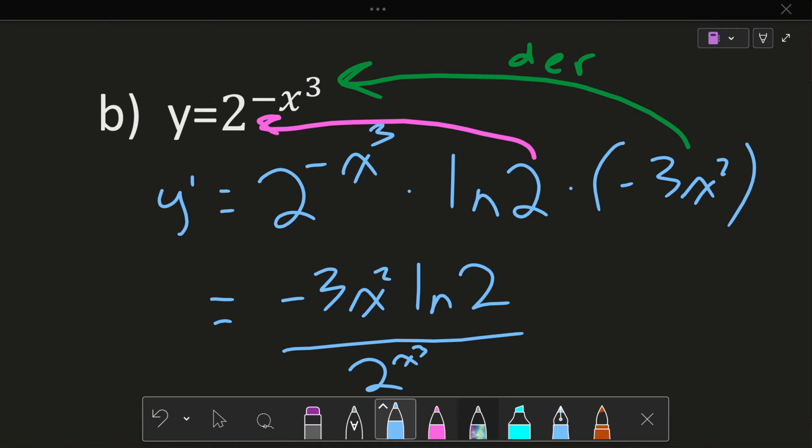Again, I could have this as negative 3 times ln of 2 times x squared if we want, because ln of 2 is just a constant. It is some number. I couldn't tell you what it is off the top of my head, but that's okay. I don't need to. Okay, let's look at another one.